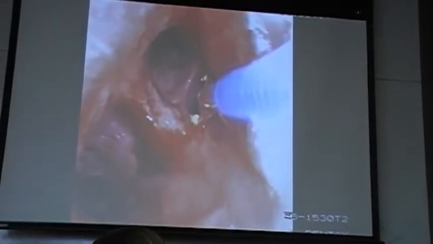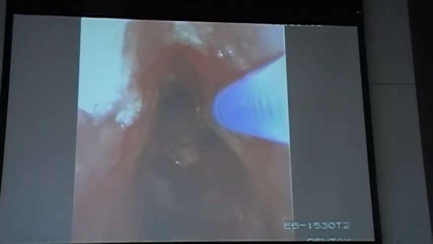What they're doing now is a brushing, so they're taking cells from the lining of the tracheobronchial tree with that brush. They'll put that on a microscope slide and take a look to see if there are any abnormal cells. You don't feel anything. The patient might feel some pressure, but no pain.